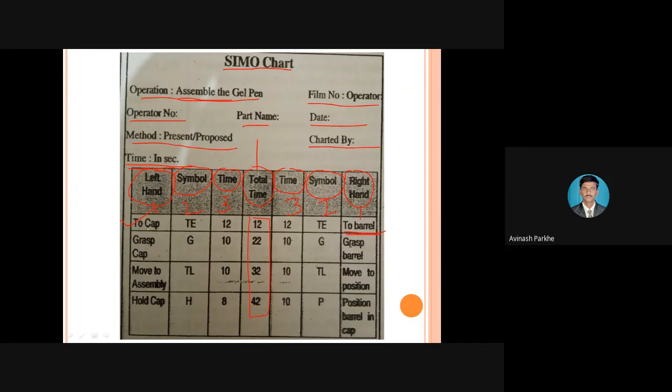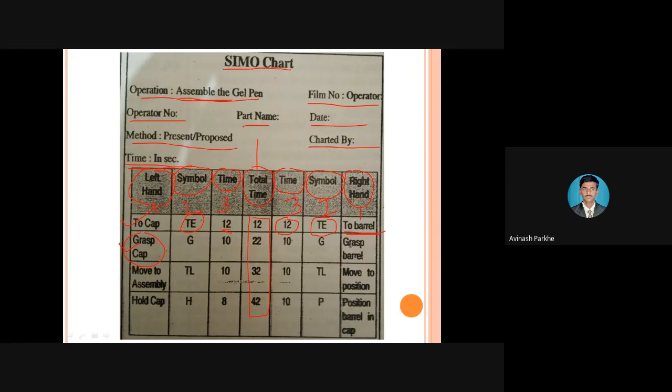My left hand is moving towards the cap to receive that cap. It is represented by the TE symbol. If I have to take that cap in my hand, it is represented by the TE symbol. How much time is required? 12 seconds are required. Similarly, my right hand is moving towards the barrel to take the barrel in my hand. Again, it is represented by the same TE symbol. And how much time is required? 12 seconds are required.